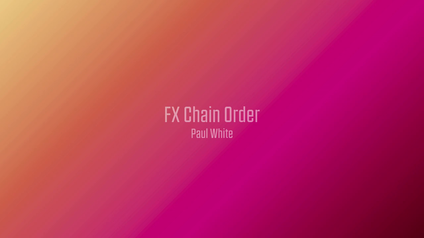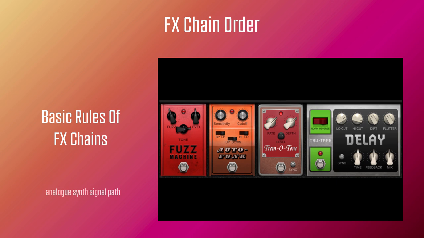The traditional effects chain has some parallels with an analog synth signal path, starting with distortion to add harmonics, filters to shape the sound, modulation effects to add movement, and finally, reverb or delay to add space.